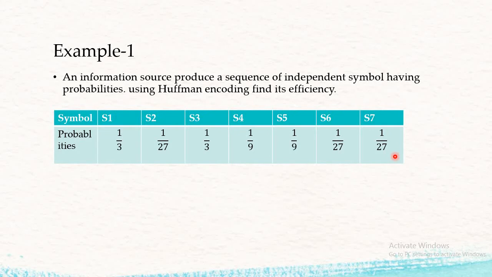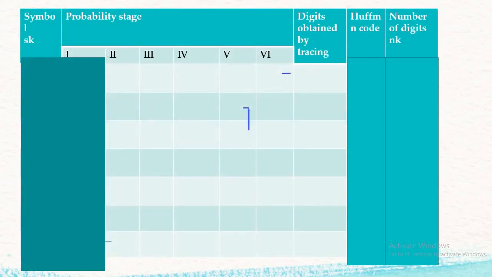So let's begin. Similar to Shannon-Fano code, our first step is constant, that we have to arrange all of them in decreasing probability order. So this type of table we have to form. The first column is the symbol, then the probability stages. Similar to the Shannon code, we have different probability stages, and from these probability stages we have to obtain the digits by tracing. And then the Huffman code.